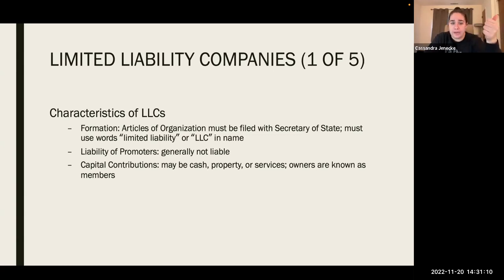You have to create a written document of articles of organization. You have to file that with your Secretary of State, and you have to use the words limited liability or LLC somewhere in the name of the business. Similar to LPs, right? It's all about that third-party notice.